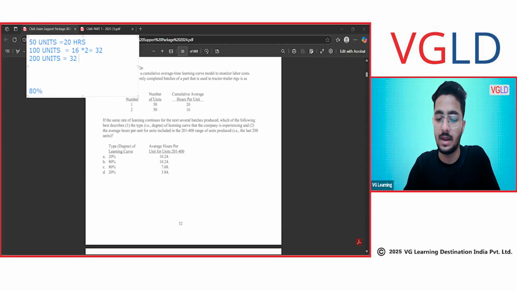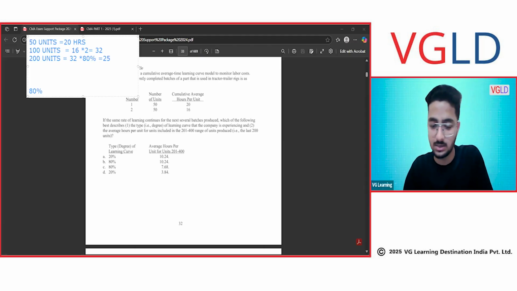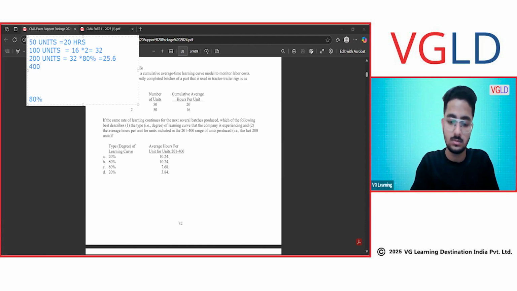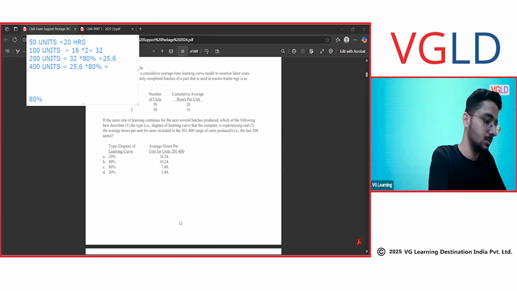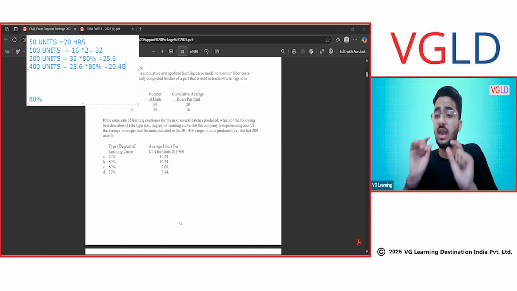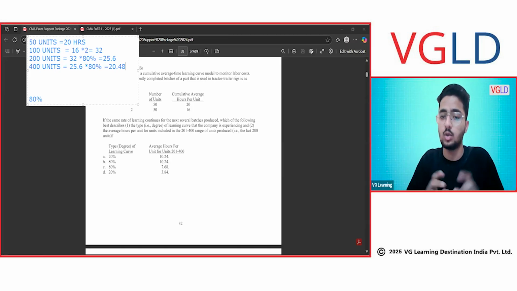Now 32 multiplied by 80%, 32's 80% is 25.6, right? 25.6. Now for 400 units, 25.6 multiplied by 80%, that is 20.48. Now they are asking the average hours I took for 201 to 400.